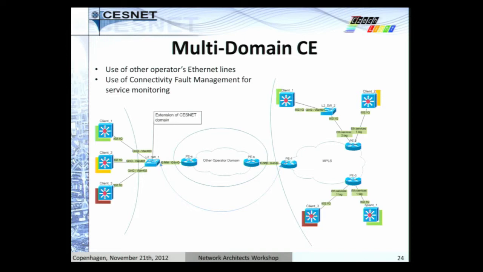because we can establish a maintenance endpoint there and can monitor the entire service from end to end, because other operators in the Czech Republic don't support Ethernet OAM, as far as I know. So we tried this solution and it works well.